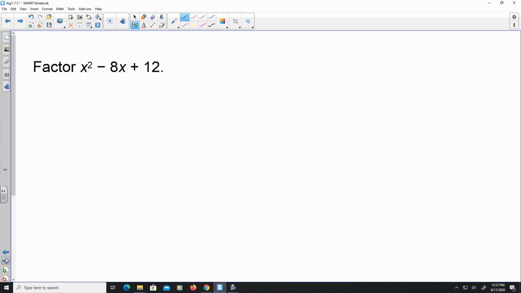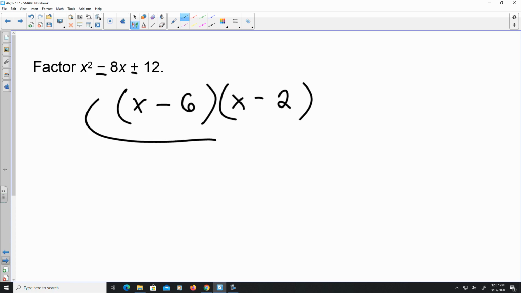Here, we have a situation where we have the same sign, so I can say x and x, but the same sign is a minus. When they're the same signs, still the question remains the same. What two values give me a product of 12, but their sum is 8? And in this case, it's going to be 6 and 2, because 6 times 2 is 12. 6 plus 2 is 8.